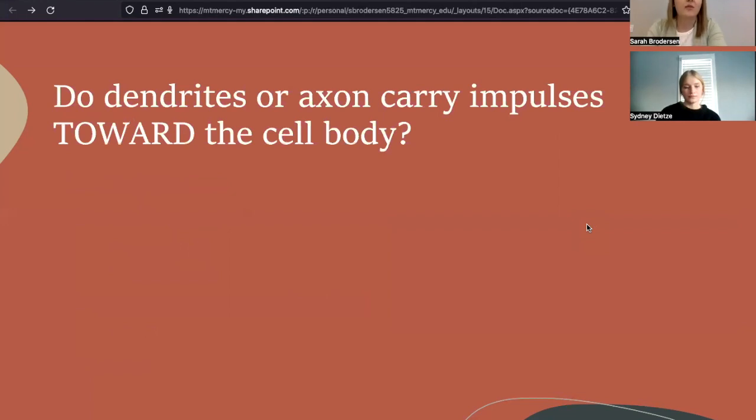So do dendrites or axons carry impulses toward the cell body? And the correct answer is dendrites.